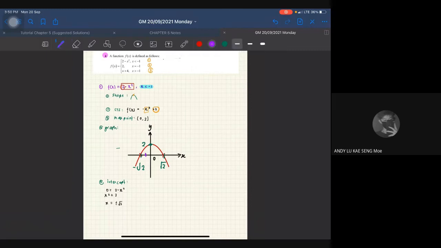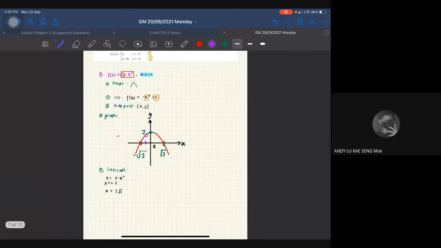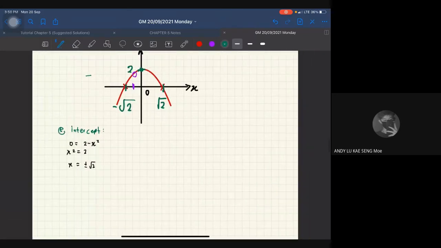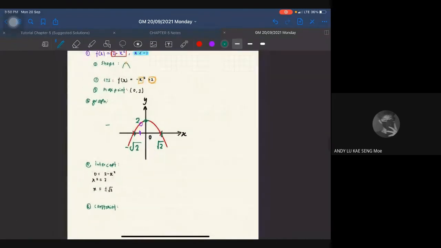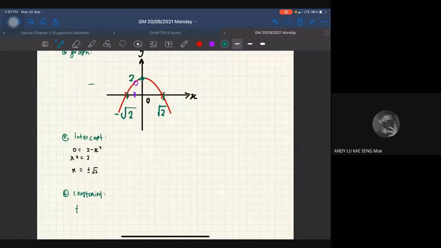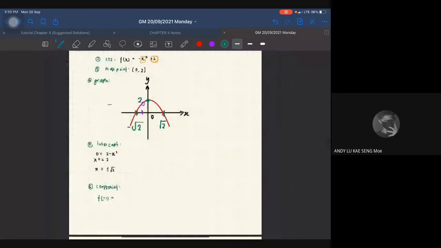Okay, so dekat situ awak kena cari apakah awak punya y coordinate. Sebab dekat sini graf kita akan stop sini. Okay, so kita cari y coordinate kita. So step yang ke-6 is constraint. Okay, and then dia bagi kita bila x equal to negative 1. So awak substitutekan sahaja ke dalam f(x) awak. So f(-1) is equal to, sekejap soalan asal apa dah saya lupa.